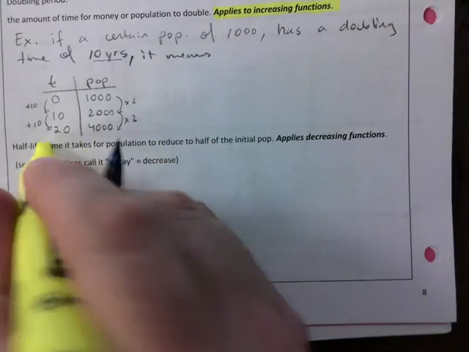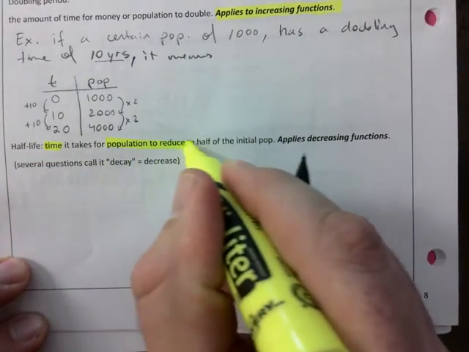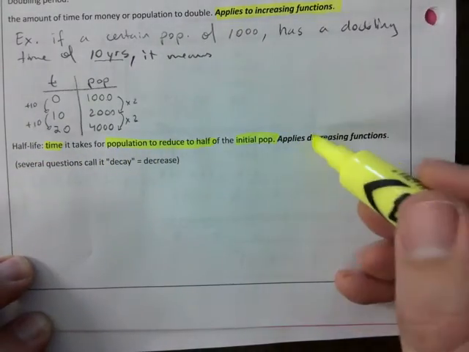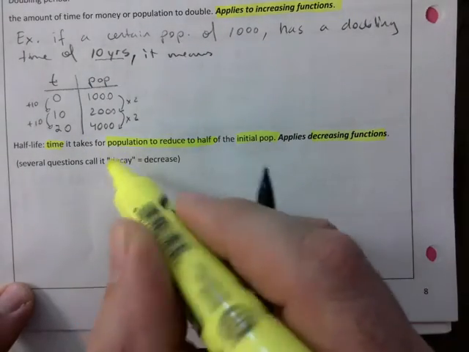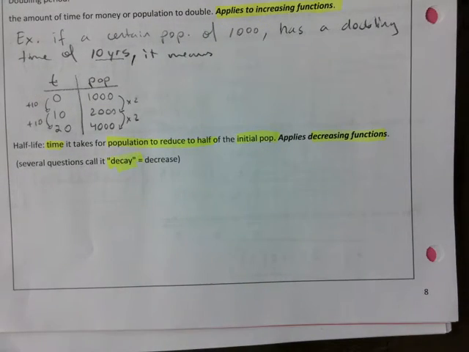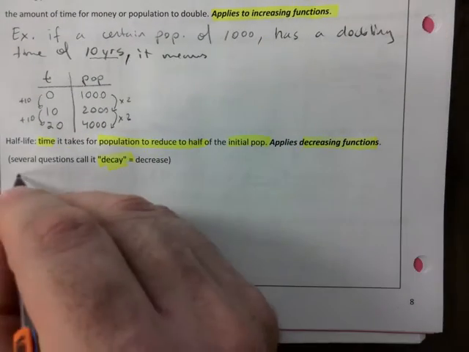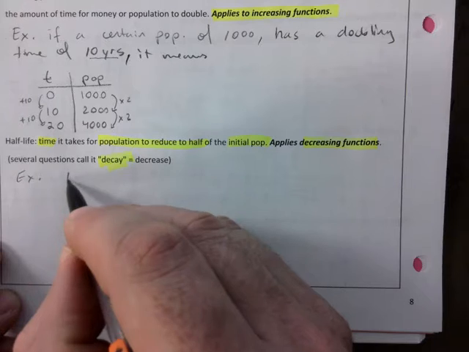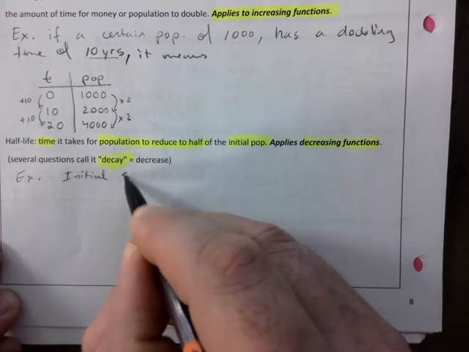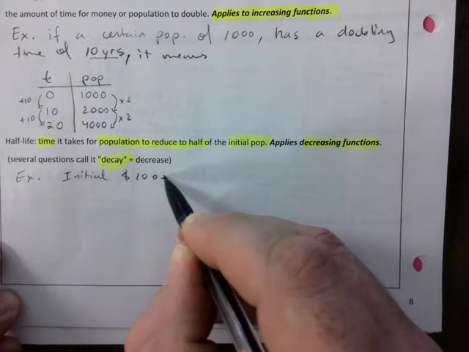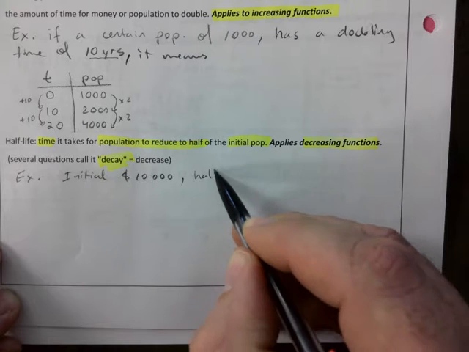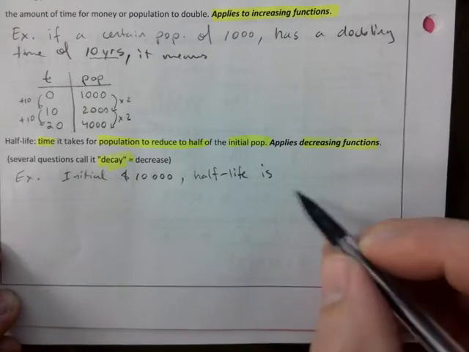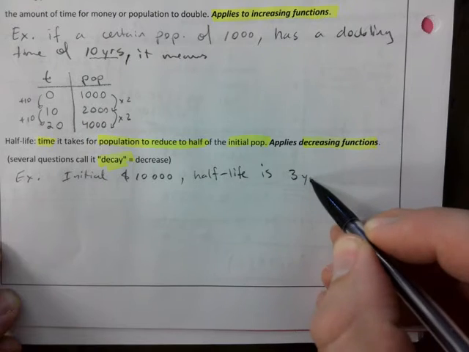Here, half-life is the time it takes for a population to reduce in half of the initial. This is obviously a decreasing situation. Several questions call it decay, right? Something is decaying, that's a hint for it's decreasing, okay? And so, example, right? Initial dollar amount, let's say it's $10,000. Half-life is 3 years, let's say.